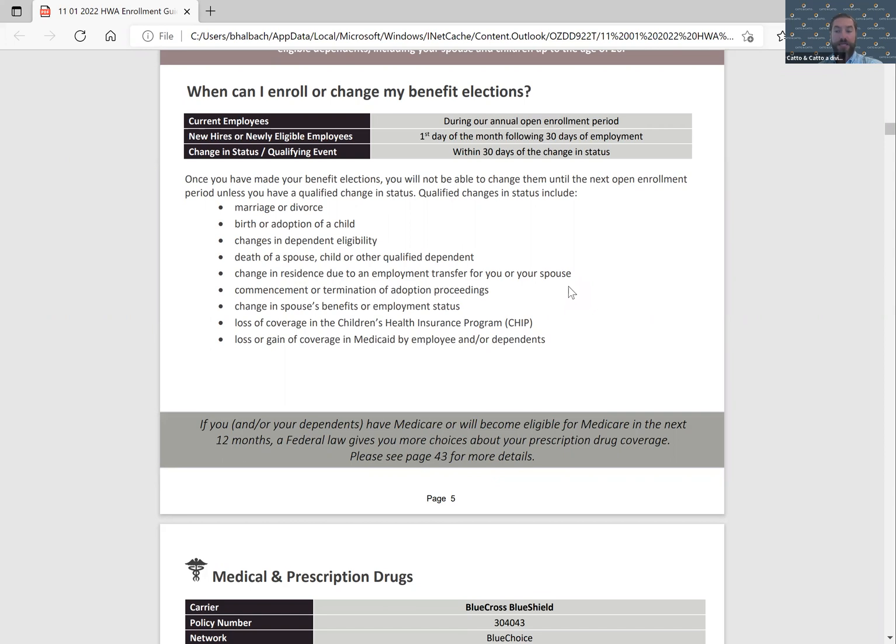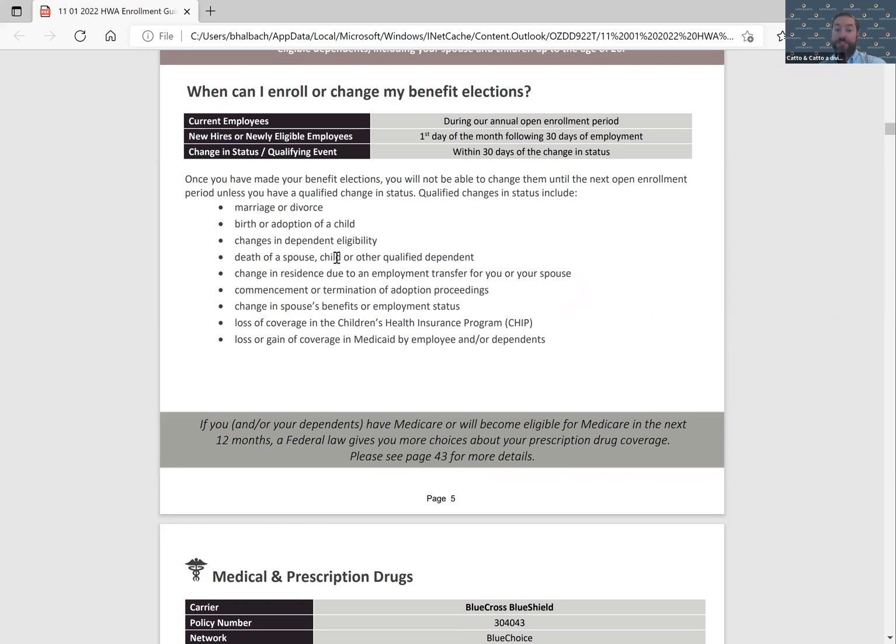The biggest thing that we like to highlight is that these are IRS approved. They're called qualifying life events. So there is a preset determination of if you had a baby, then you can change your election and obviously add the baby onto the plan.